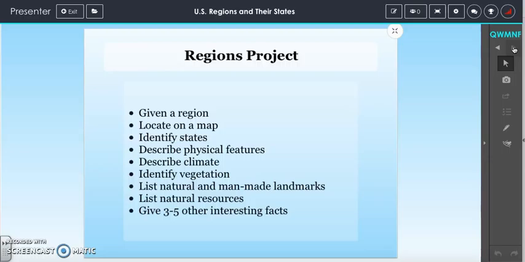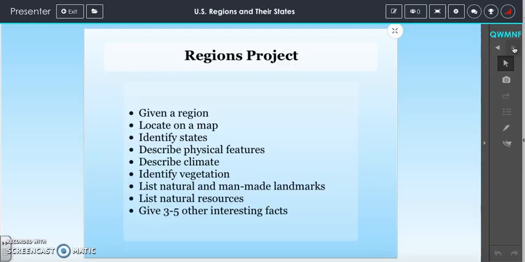Then on your guide, you are going to do research. There are questions on your guide to guide you, and they lead you to describe the physical features of your region. Are there hills and mountains? Are there plains? Are there lakes and rivers or deserts? What kind of landforms can you find within your region?